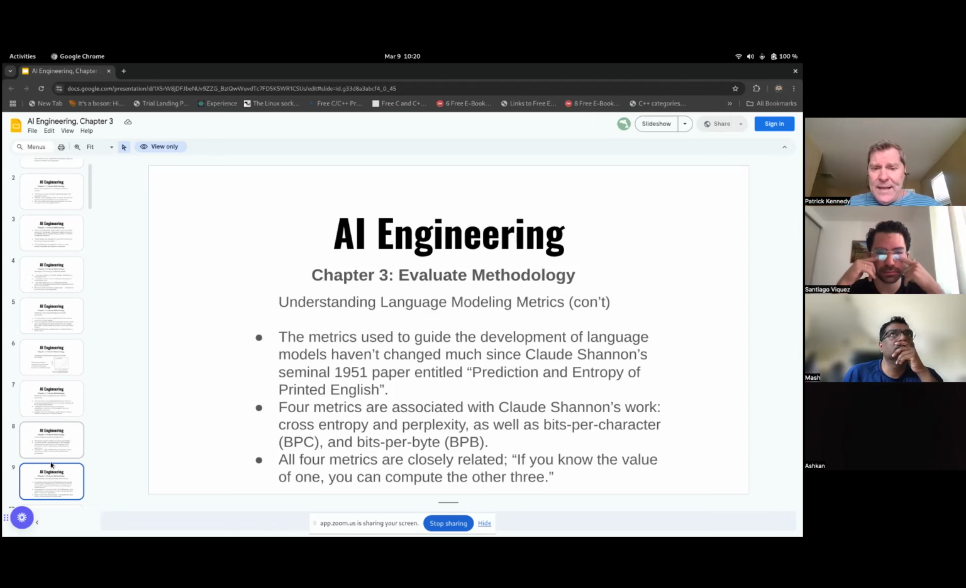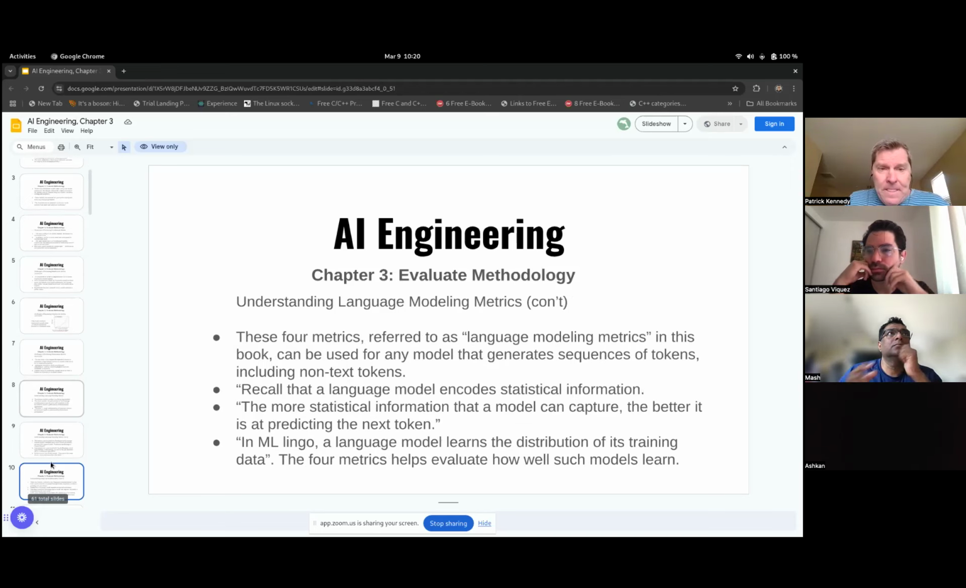Four metrics were derived from Claude Shannon's work: entropy, cross entropy, perplexity, and bits per character and bits per byte. All four metrics are closely related. If you can derive the value of one, you can compute the other three accordingly. And so now looking at slide 10.